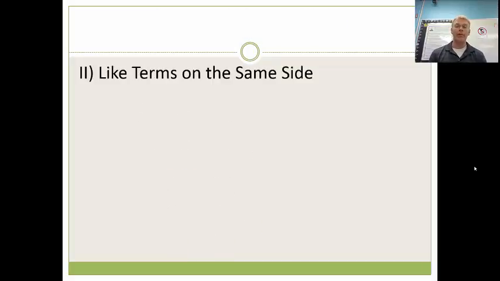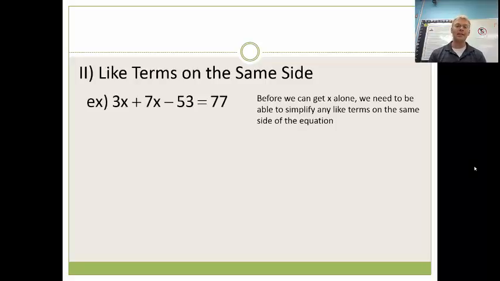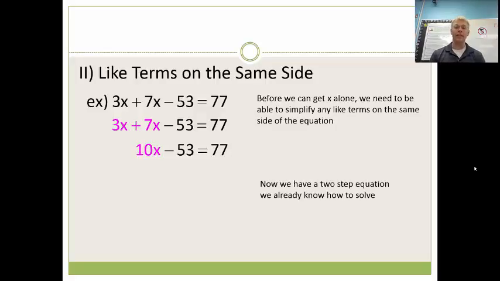Another complexity that could arise when we're solving our equations is that we have like terms on the same side. To this point, we've never had any like terms on the same side of the equal sign. But you can see in this equation, we have 2 like terms on the left-hand side, 3x and 7x. Well, we can't get x alone if it's in 2 different terms. So we need to combine those terms, just like we did. We're not canceling, we're not eliminating, we are combining. That's an important word to associate when the like terms are on the same side.